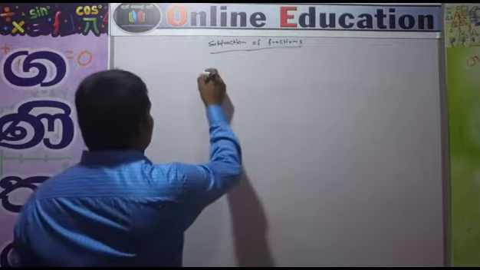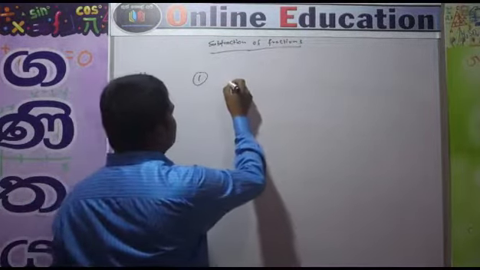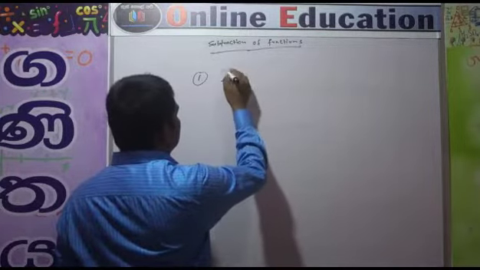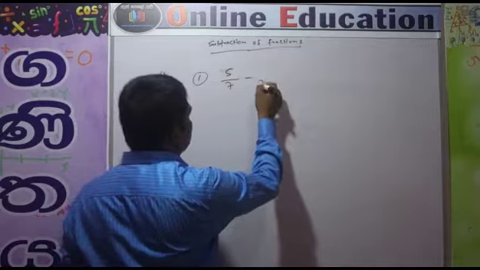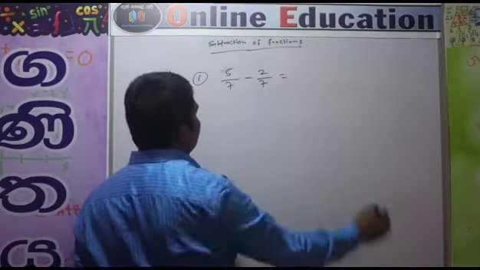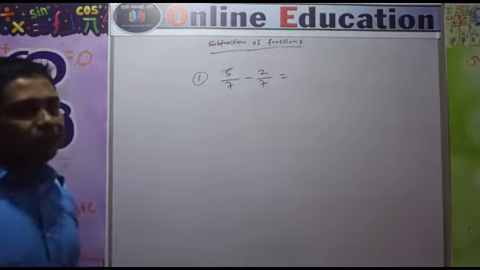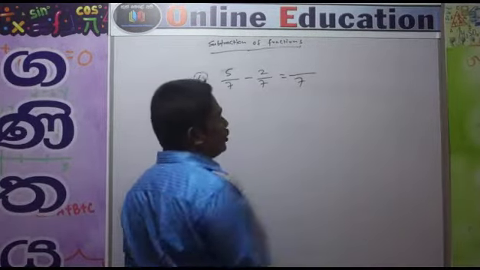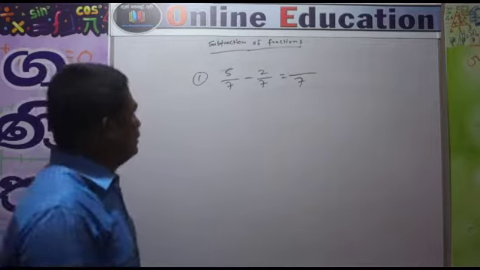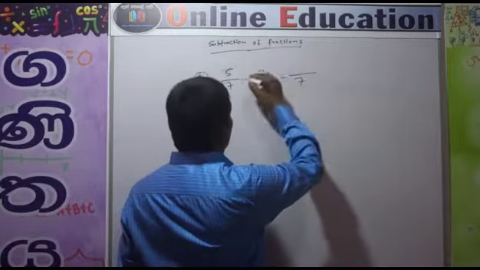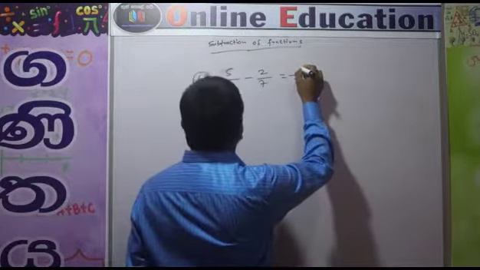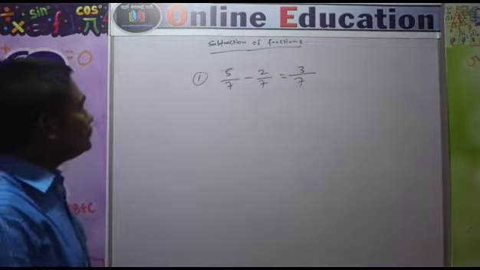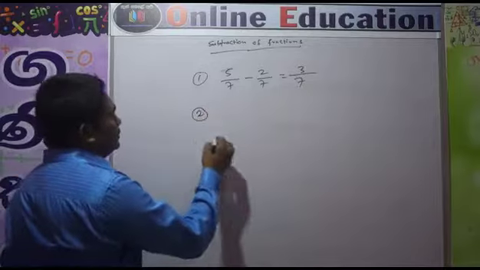Okay. First example. 5 over 7 minus 2 over 7. The denominators are the same, therefore the denominator of the answer is the same, 7. 5 minus 2 is how much? 3. 5 minus 2 is 3. Okay, second example.